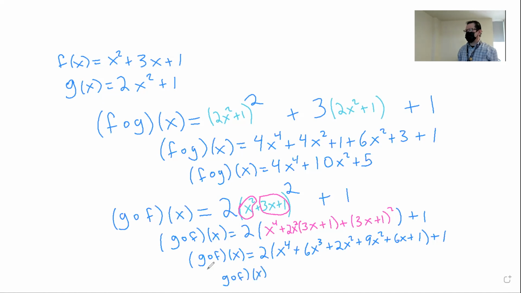Now we can expand and add the common elements. So this is going to be 2x to the 4 plus 12x to the 3, plus 2 times 9 is 11 times 2 is 22x squared, 2 times 6 is 12x, 2 times 1 is 2 plus 1 is 3. And that would be the complete polynomial.